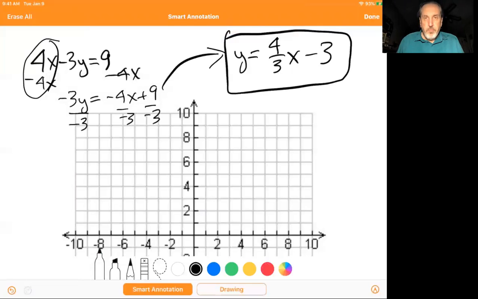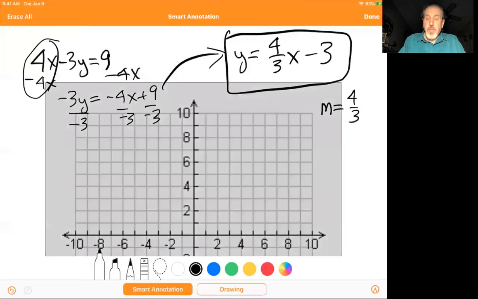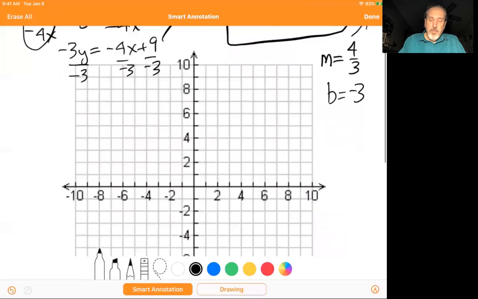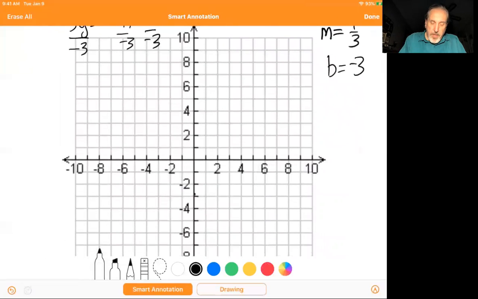All right. So y equals 4/3 x minus 3. You might want to identify off to the side. Your slope is 4/3, which is a positive number, so that means your line is going to go up. And then your y-intercept is -3. First thing you do is graph that y-intercept, -3, which is right down here.